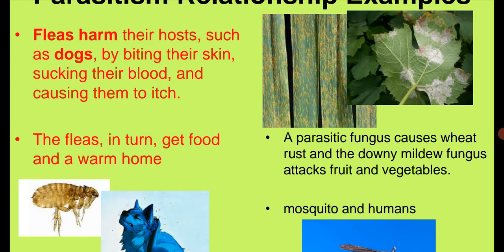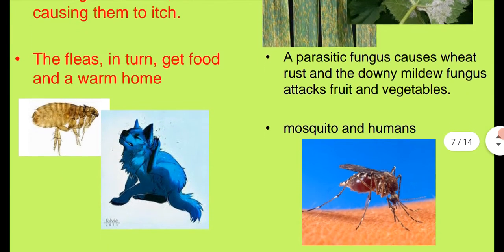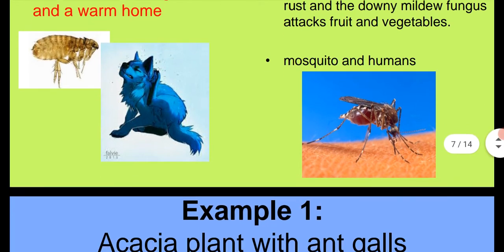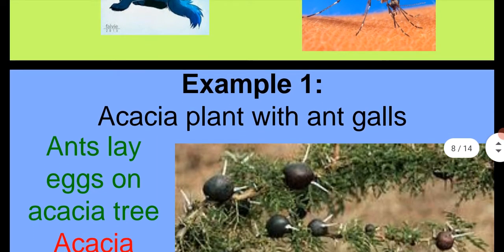A parasitic fungus causes wheat rust, and the downy mildew fungus attacks fruit and vegetables. And then you also have mosquitoes and humans. Mosquitoes benefit, they get blood from us, whereas we are harmed. We get bitten, lose some blood, and possibly get a disease.